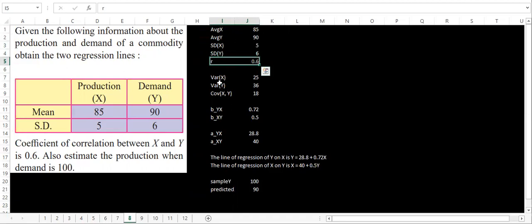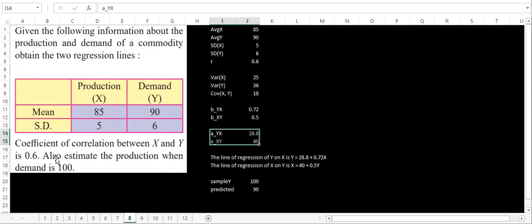Very similar to the previous question, we can find the variance from the standard deviations, just the square of the standard deviation, and we can find the covariance using the product of R and the standard deviations. So that's the covariance. And once we have variance and covariance, it's very easy to calculate the regression coefficients and the constants to get the line of regression or both the lines of regression.